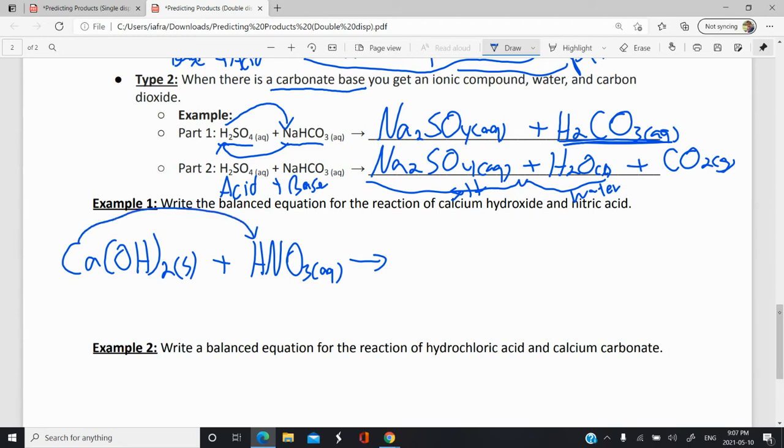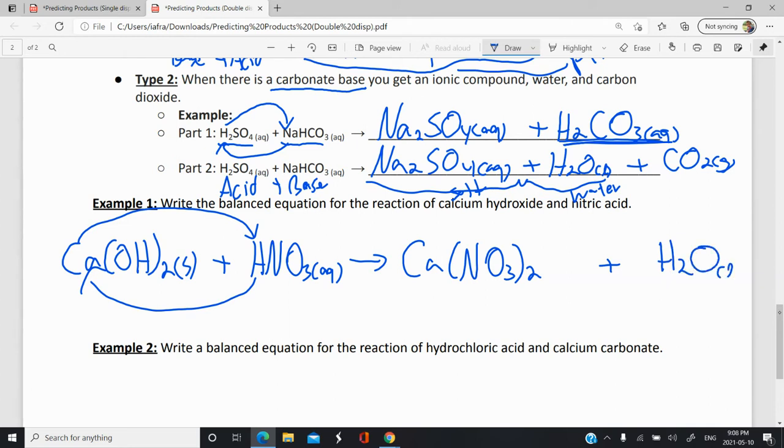So Ca will kick H out, and H will kick Ca out. So we'll get CaNO3 2 plus some HOH, which is just H2O. That's liquid there, and this is aqueous here. So this was our base. This was our acid.